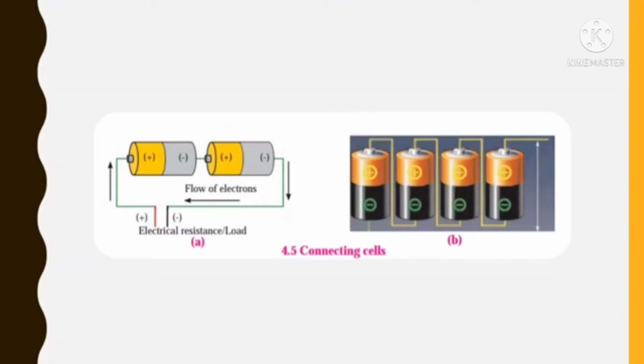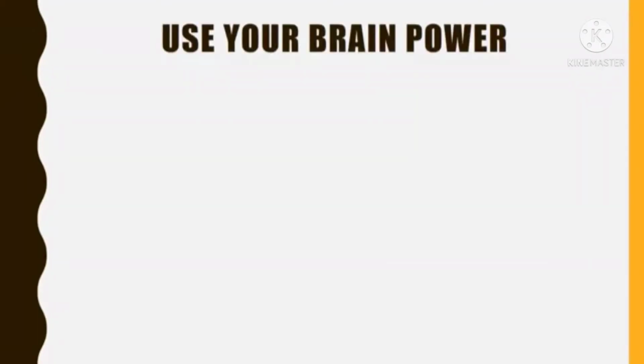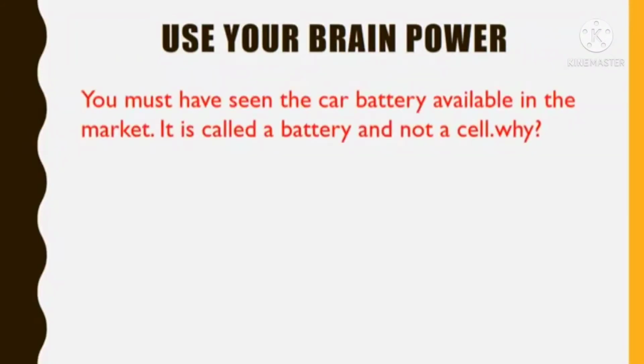Now we are going to learn the next part, that is Use Your Brain Power. For that part, you must have seen that the car battery which is available in the market is called a battery, not a cell. So why is it called a battery, not a cell? That you have to think about and give me an answer.